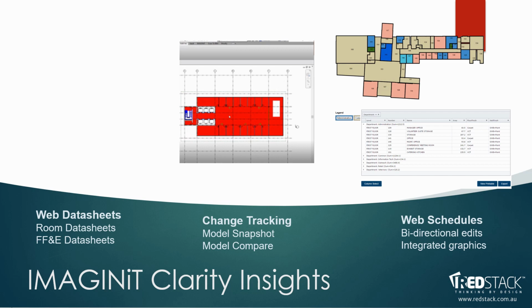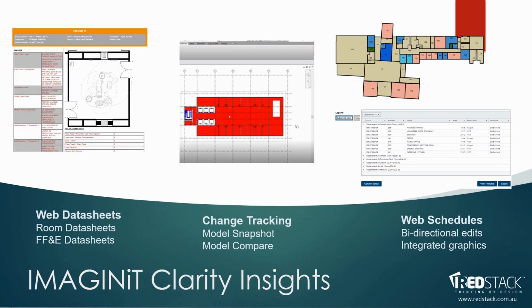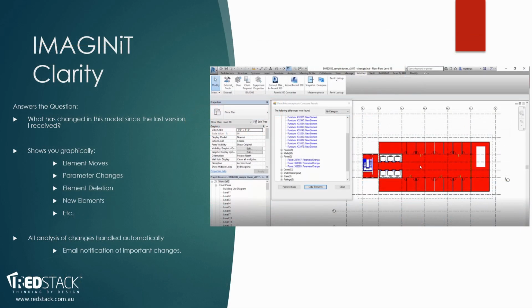We can produce room data sheets, we can do change tracking, web schedules, and this is bi-directional. We're not just pushing data out of Revit, we can change that data and push it back into Revit as well. So what it does is it answers the question, what has changed in this model since the last version I received, and it shows you graphically element moves, parameter changes, what's been deleted, what's new. And then all that can be handled automatically. You can get email notifications of important changes that happen in the model.